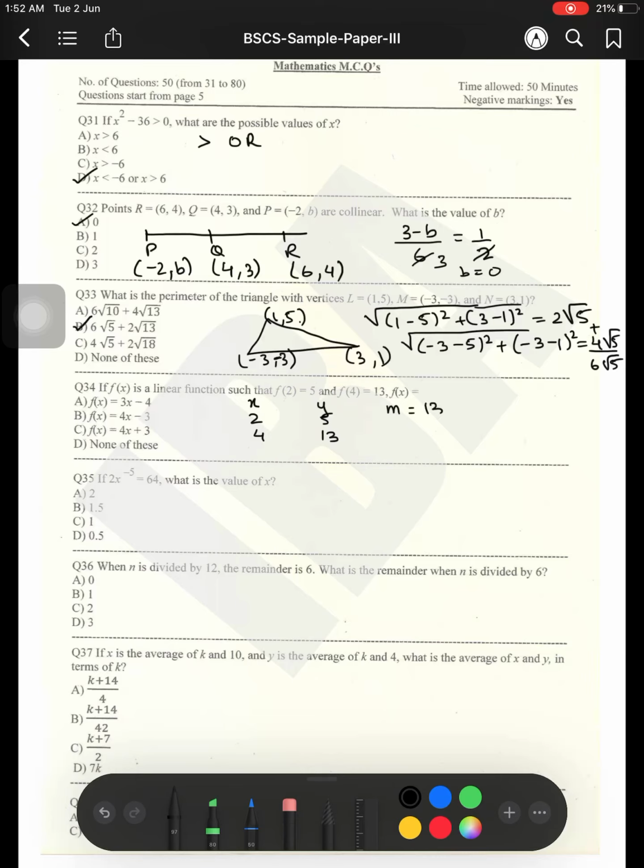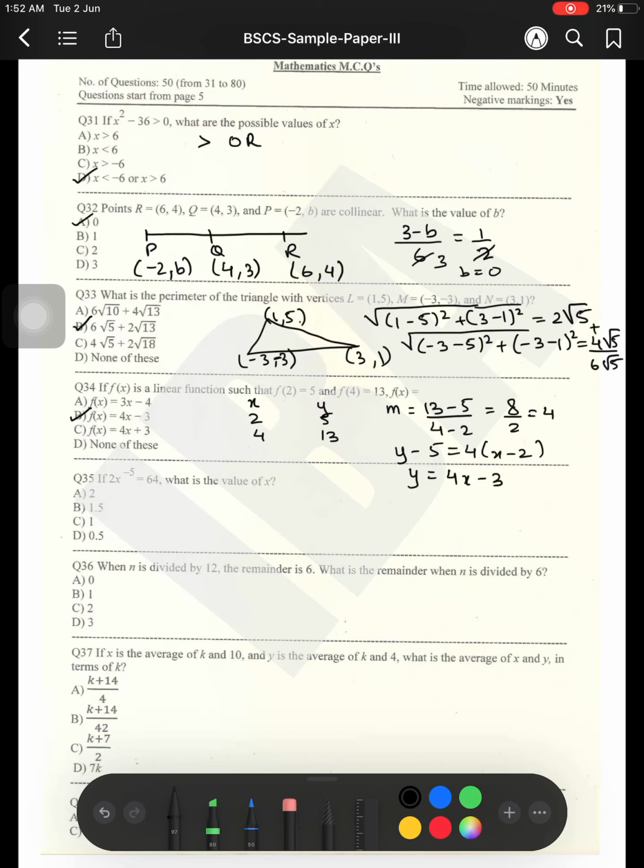This next question, we're going to make a column for X and Y. 2, 4, 5 and 13. And we're going to find out the gradient first. So 13 minus 5 upon 4 minus 2. 8 upon 2 is 4. So y minus 5 is equal to 4 times (x minus 2). Y is equal to 4x minus 3. So it's going to be B.